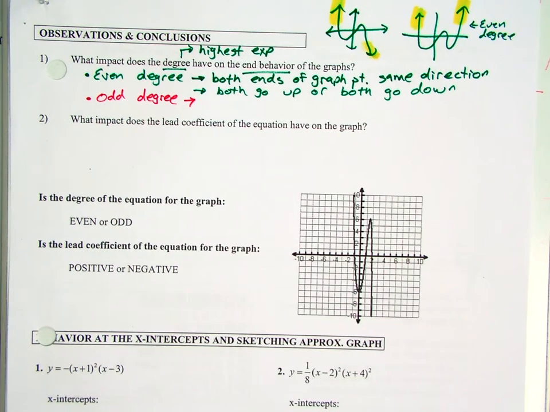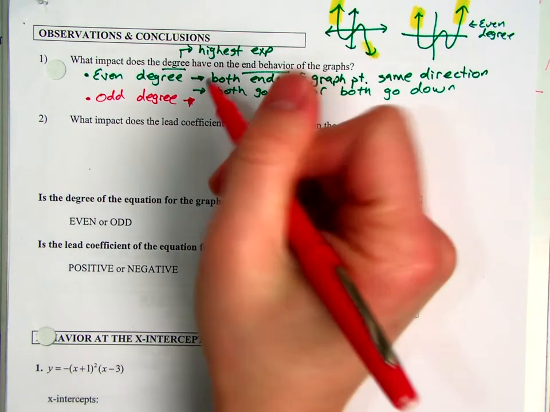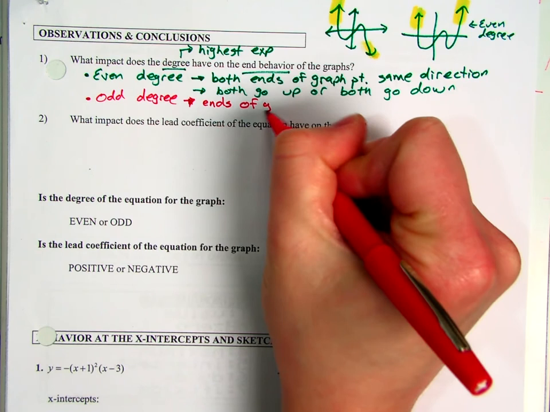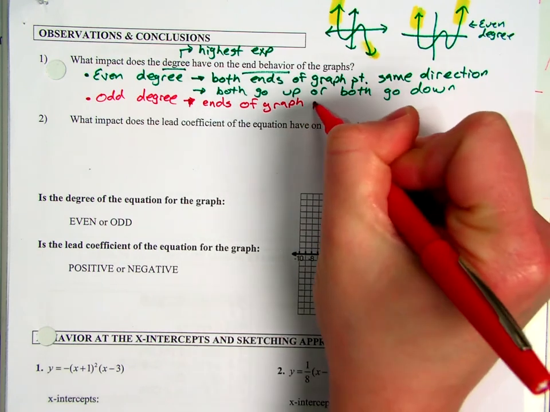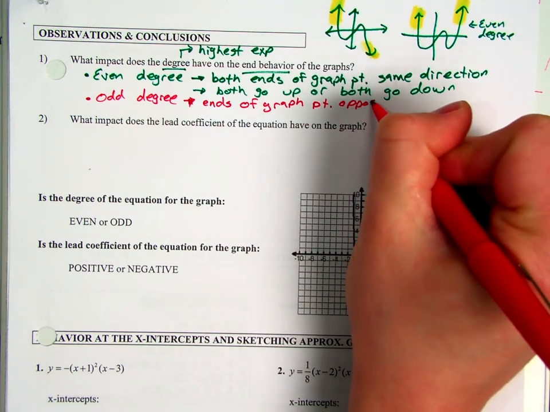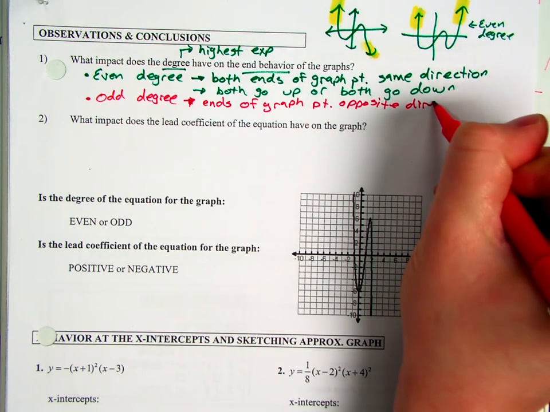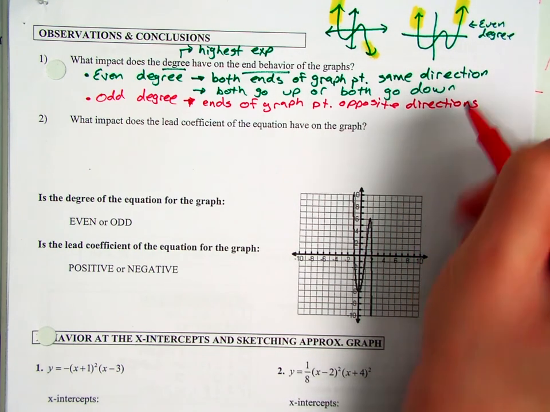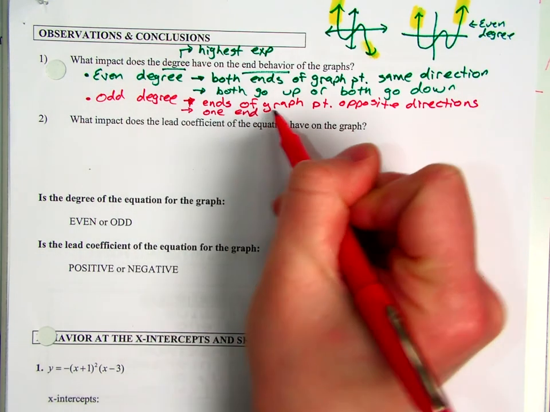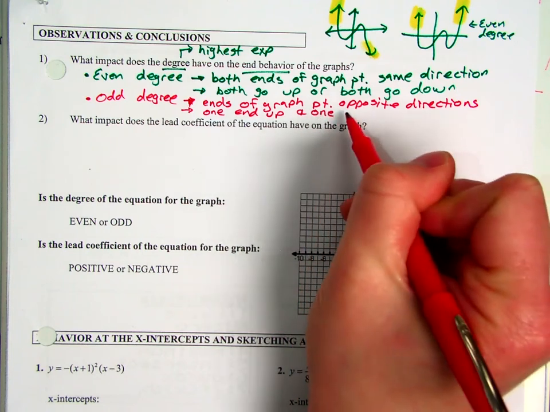So when we look at these, we should realize that with an odd degree, the ends of the graph are going to point in different directions. So the ends of the graph point opposite directions. One end up and one end down.